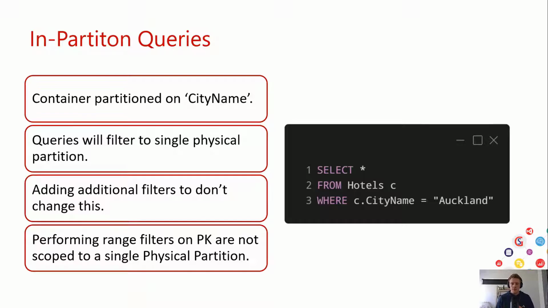Now, however, say we partitioned our hotel container by a star rating property, and we wanted to query our container to return all the hotels with a star rating that's greater than 4. Think of a 5-star rating system for hotels, and I want to return all the hotels that have a star rating greater than 4.